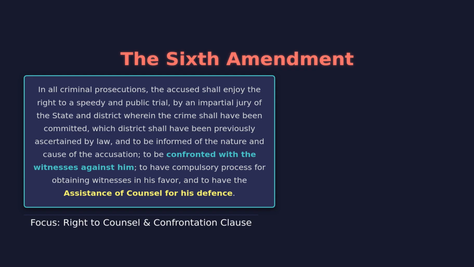First, the right to counsel, which ensures representation throughout the proceedings. Second, the Confrontation Clause, which governs the reliability of witness testimony presented by the prosecution. Understanding these fundamental trial rights is absolutely essential for success on the Uniform Bar Examination, as they form the bedrock of the American adversarial justice system.